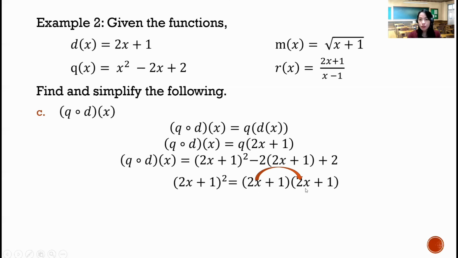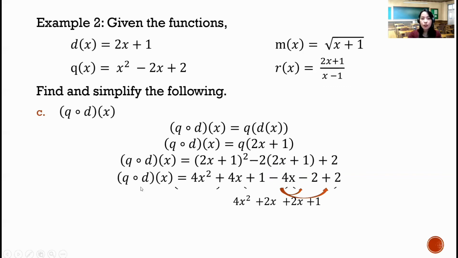So 2x times 2x, that is 4x squared. 2x times 1, that is positive 2x. 1 times 2x, that is 2x. And then 1 times 1 is 1. So ngayon, ang magiging equation na natin ay q of d of x, that is equal to 4x squared plus 4x plus 1 minus 4x minus 2 plus 2.